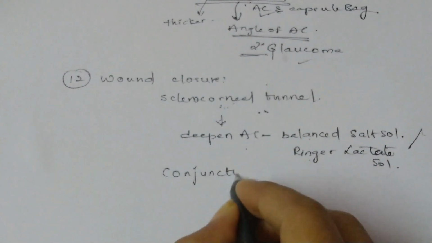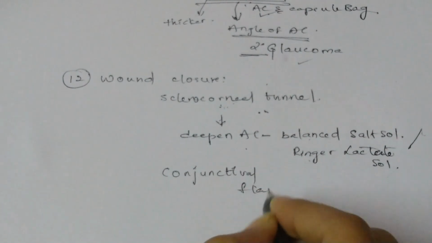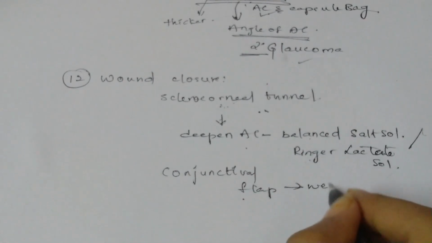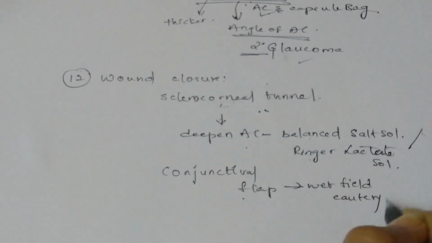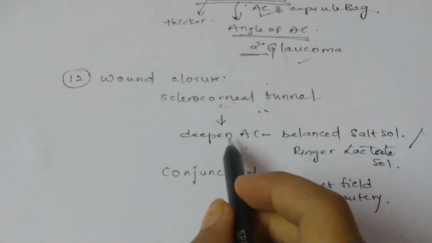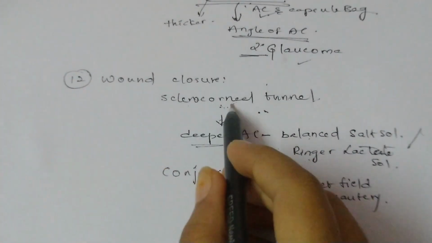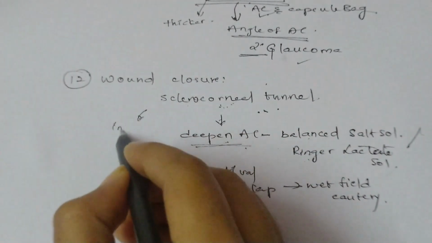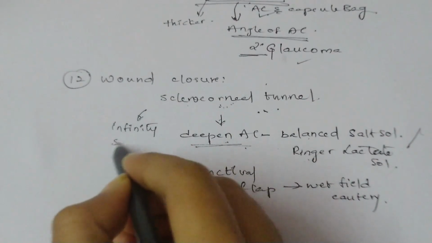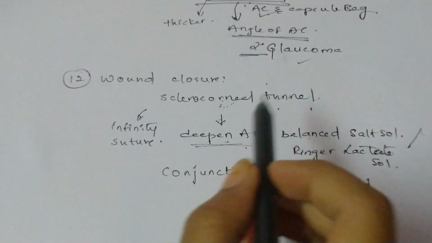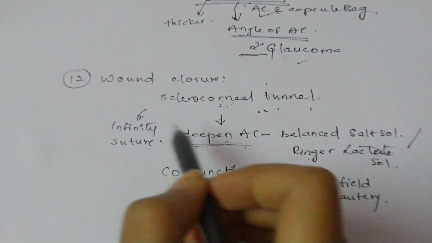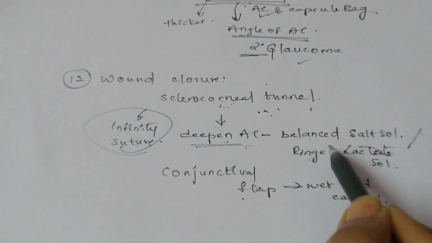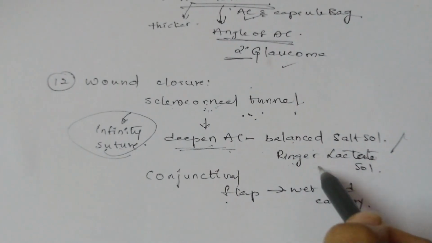So we are left with the conjunctival flap. And to close this conjunctival flap, we will be using wet field cautery. In some rare cases, this is not sufficient to close this sclerocorneal tunnel. In those cases, an infinity suture is used to close this sclerocorneal tunnel. So it is used in very rare cases. Mostly it will be closed with the help of balanced salt solution or Ringer lactate solution.